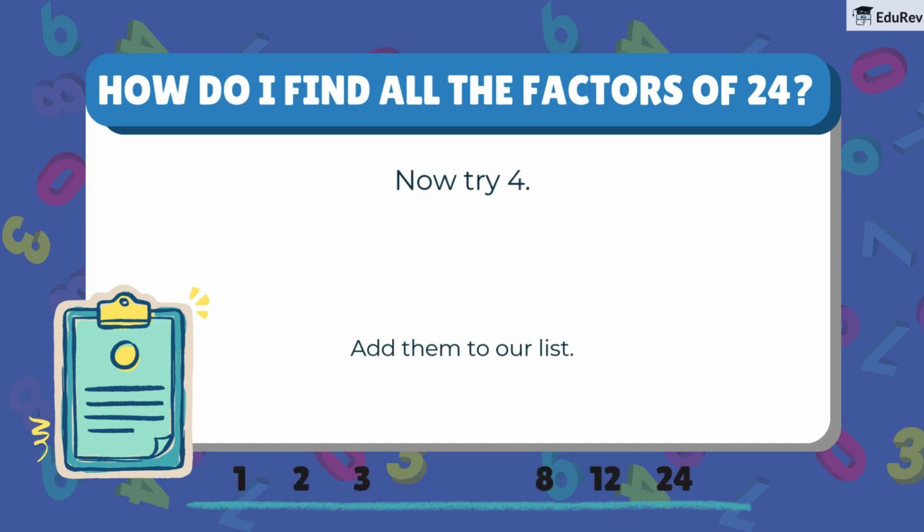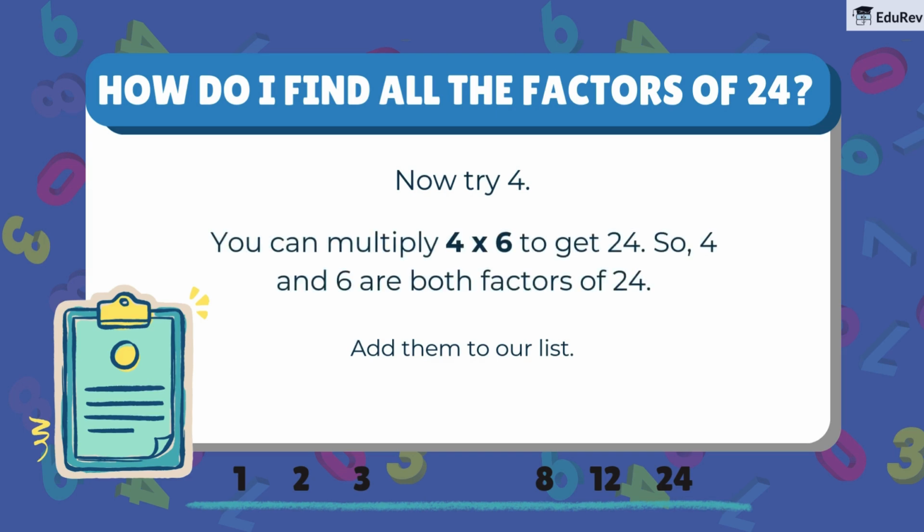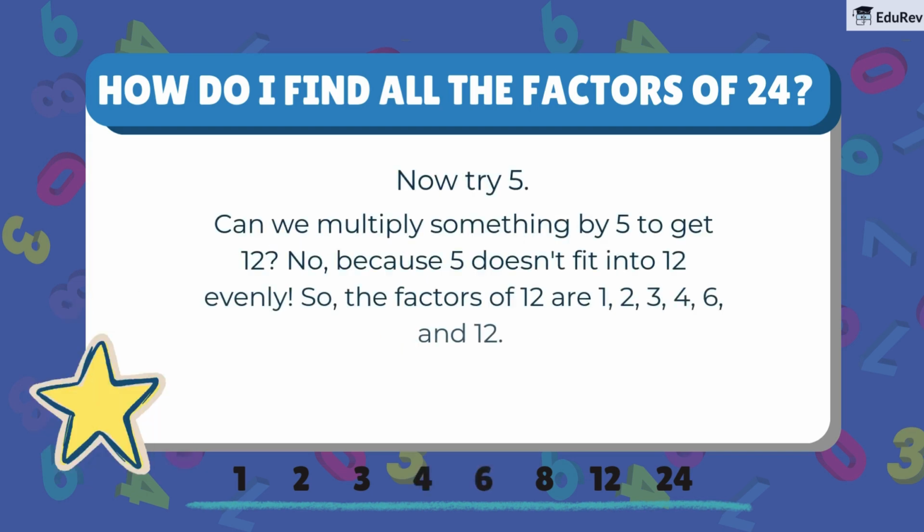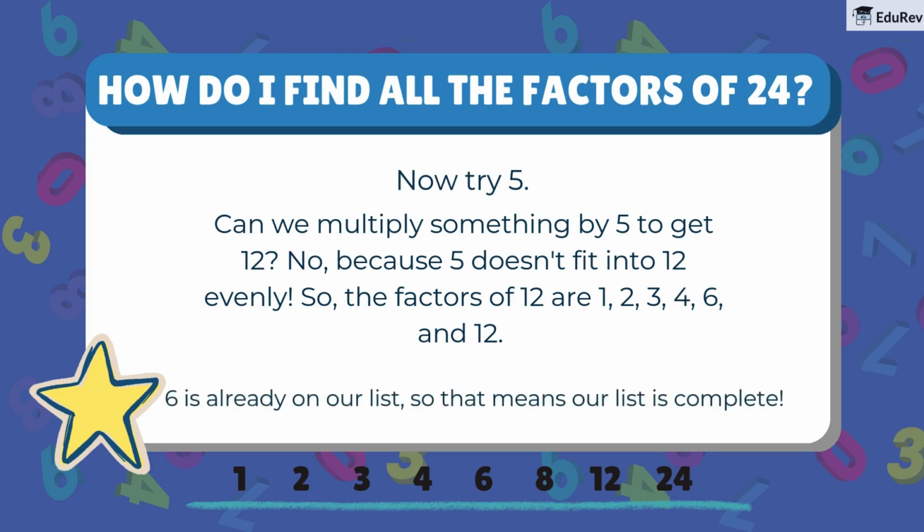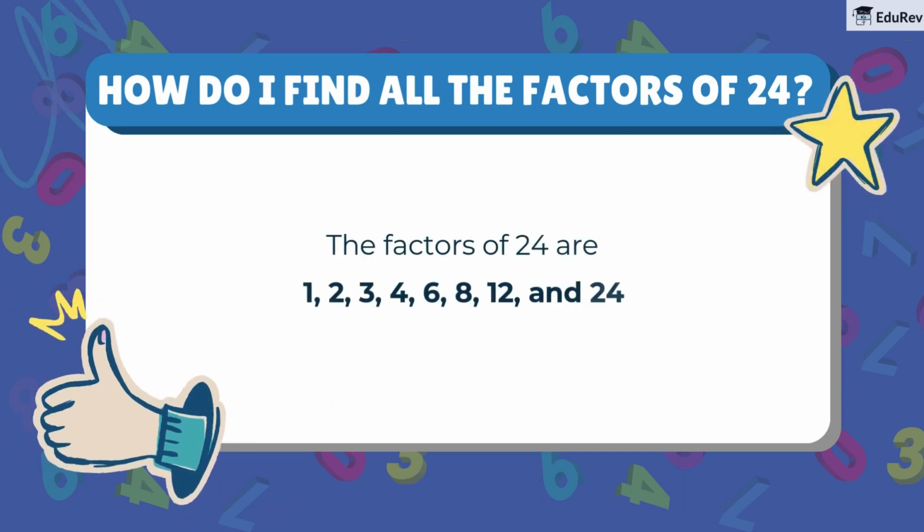Now let's try 4. You can multiply 4 times 6 to get 24, so add 4 and 6 to your list. When we try to divide 24 by 5, we find that it doesn't divide evenly, so it is not a factor of 24. 6 is already on our list, so that means our list is complete. We find that the factors of 24 are 1, 2, 3, 4, 6, 8, 12, and 24.